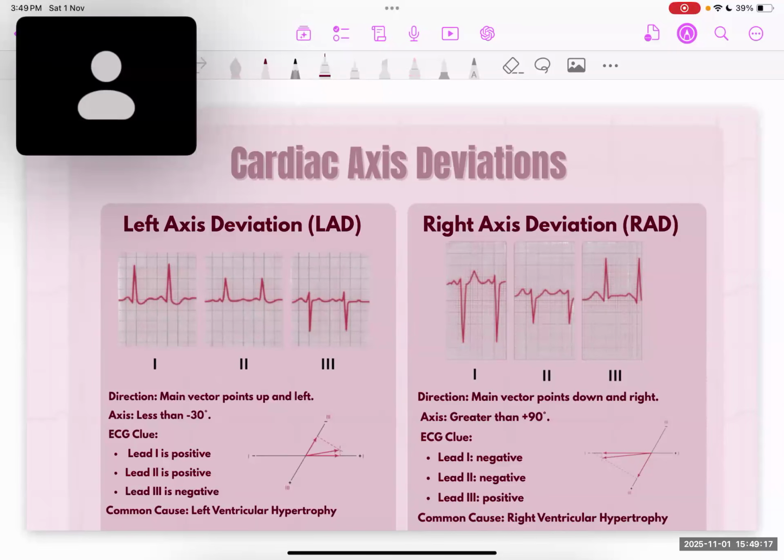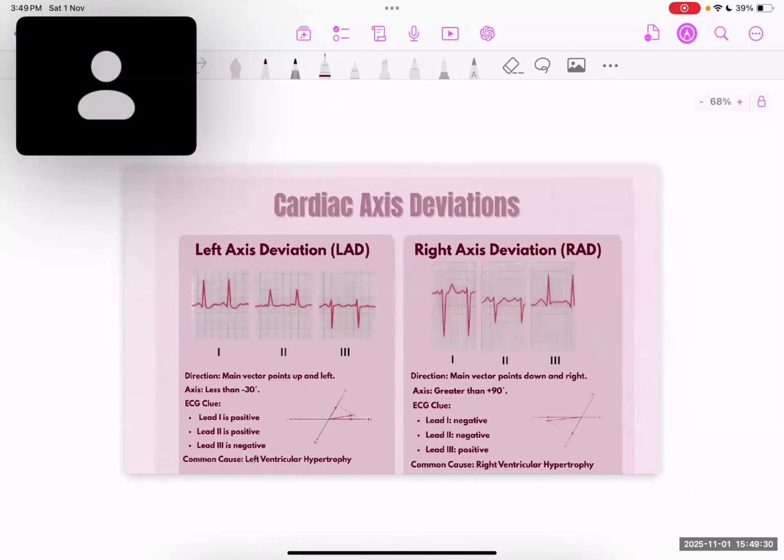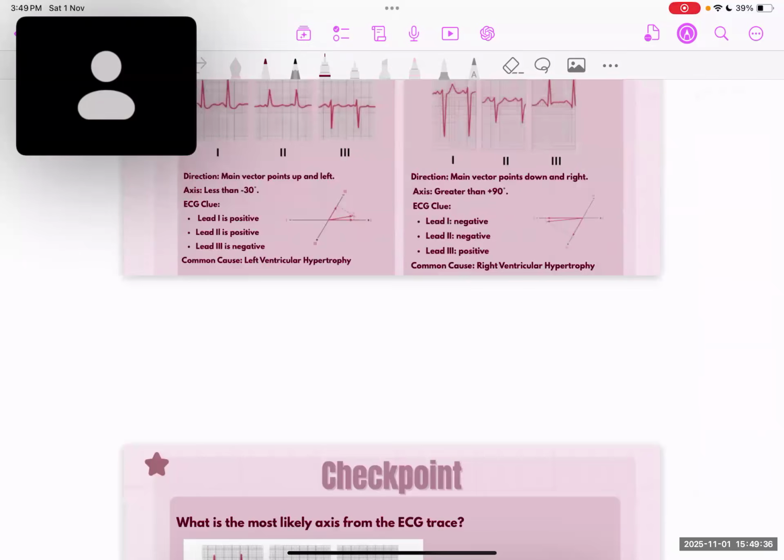So what causes it? Right ventricular hypertrophy. When you get a question, you're going to see, let's say, 3 leads. If you see positive, positive, negative, that means left axis. If you see negative, negative, positive, that means right axis. There are other ways to determine this using AVF and that, but I think you didn't go into detail, so we will not mention that.